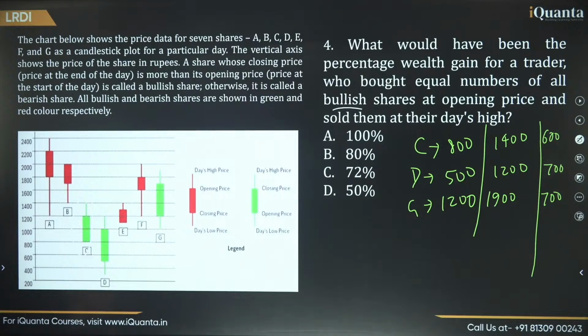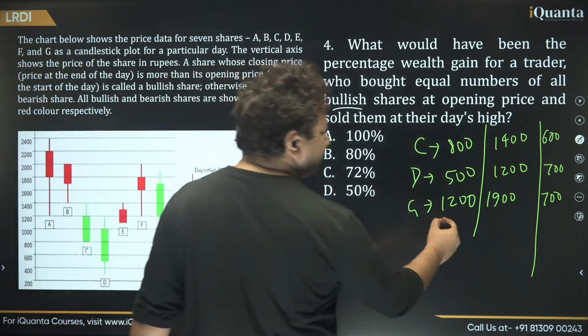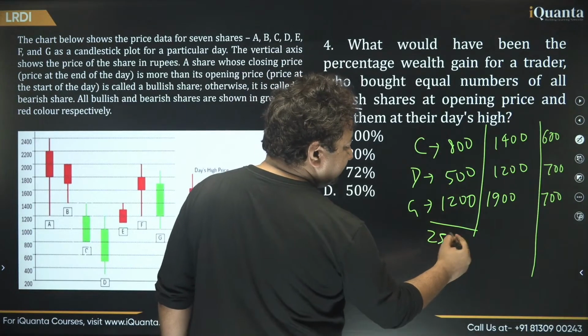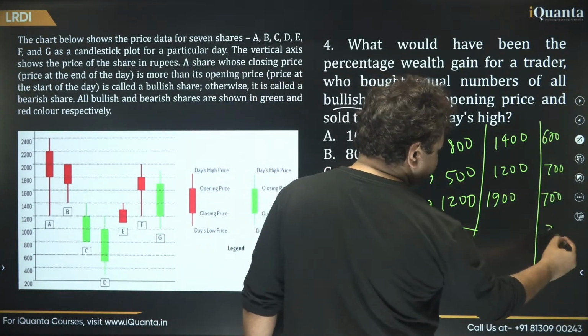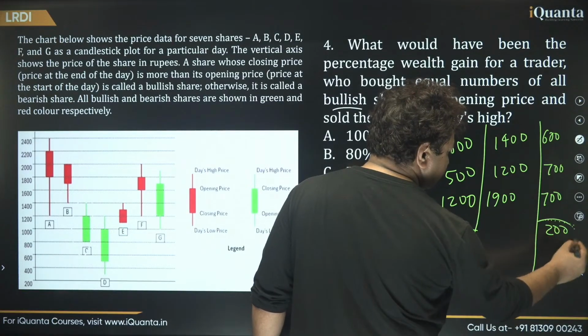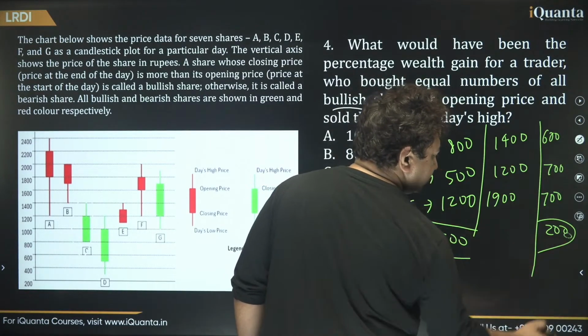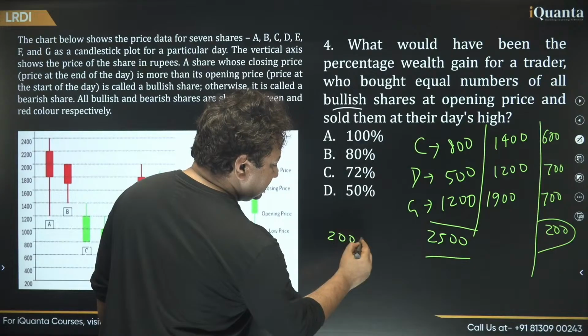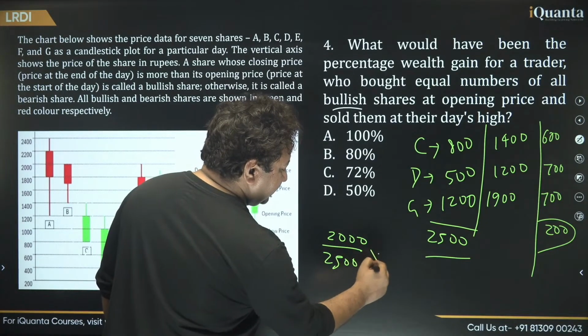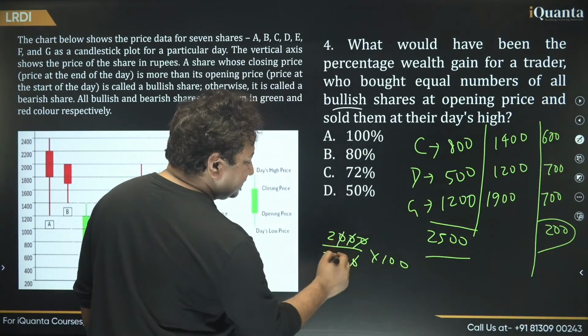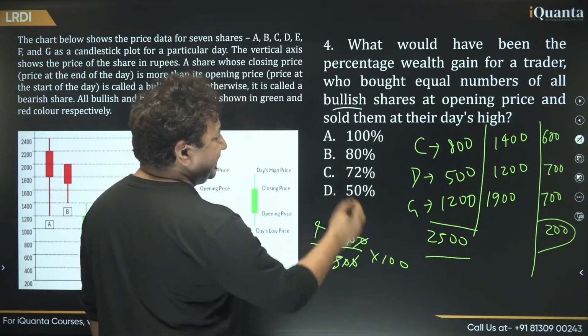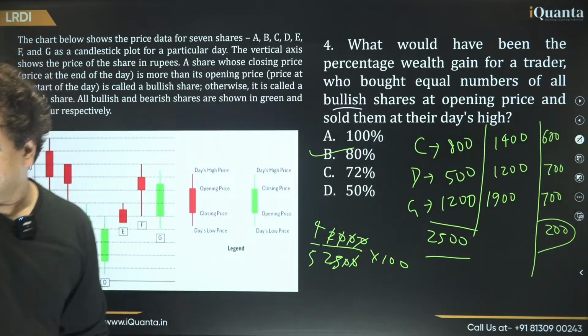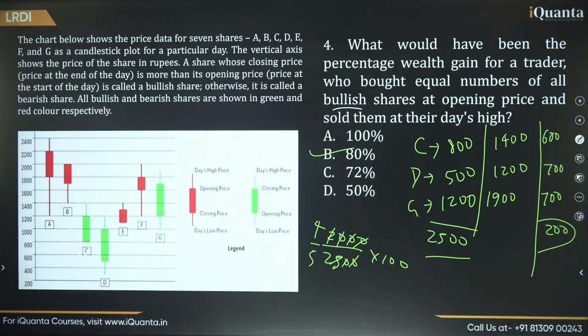Let's calculate the profit upon the cost. The total cost is 2500, and profit here is 2000. So 2000 upon 2500 into 100 is going to be our answer. 4 by 5 is 80%. That is the answer. Clear? All of you, is that clear?